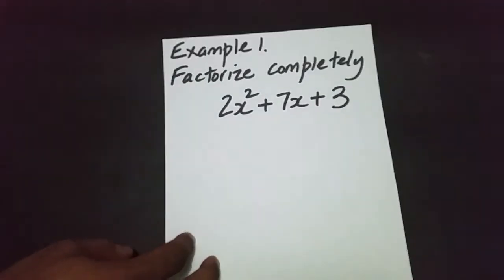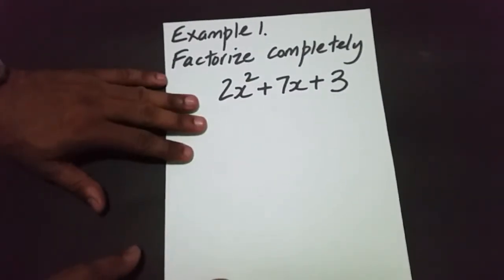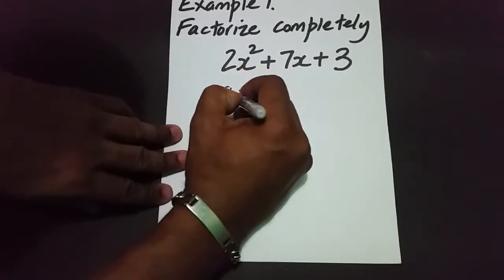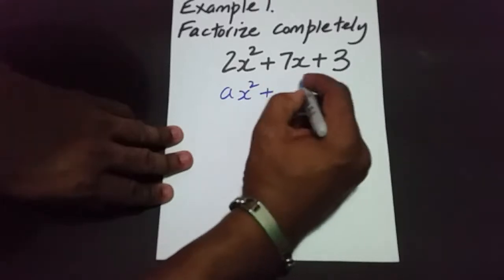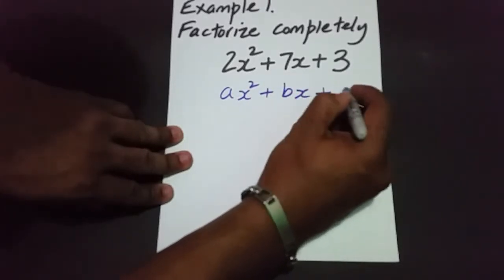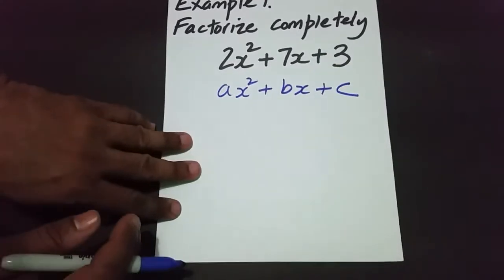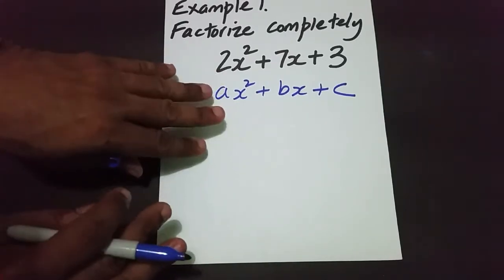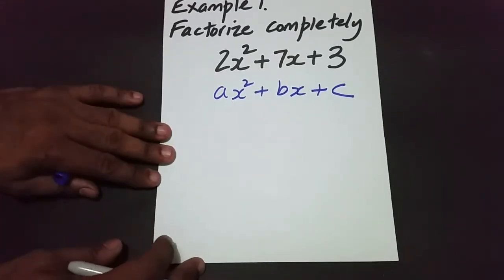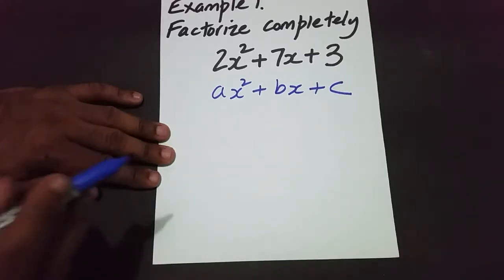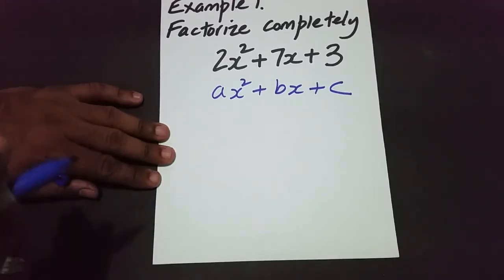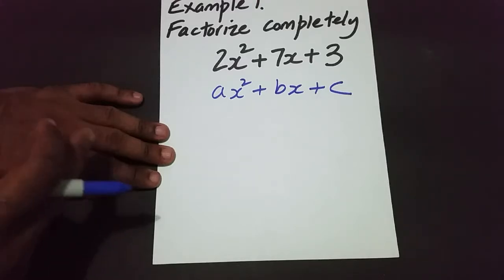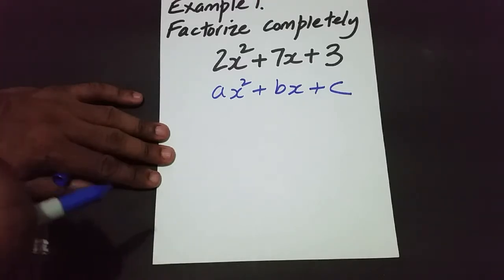So when we're asked to factorize a quadratic expression, the first thing we want to know is, is it in the form ax squared plus bx plus c? That's what we need to know. And we have to make sure that it is in this form before we proceed. So the question is, is it in that form? And the answer is yes, because if you're able to correctly and accurately identify the values of a, b, and c, then you're good to go.